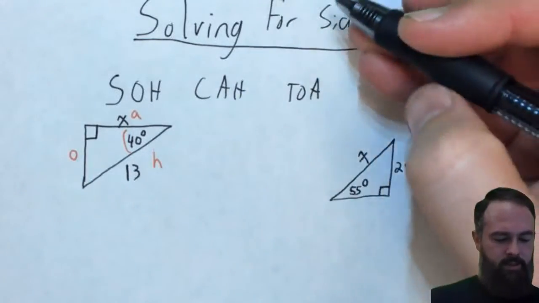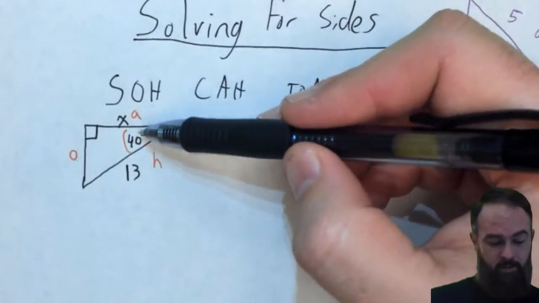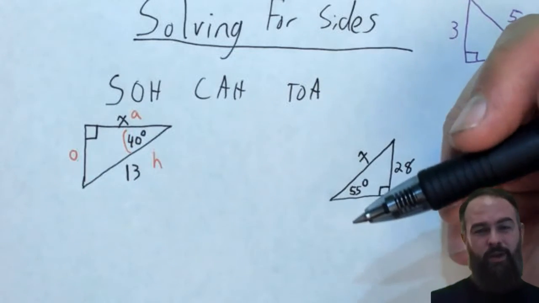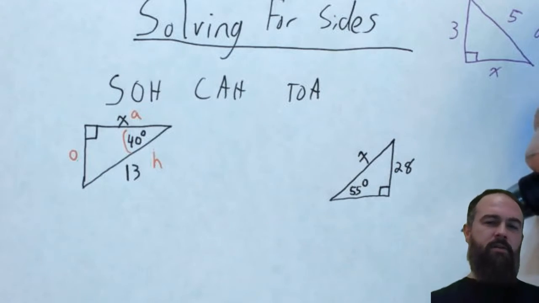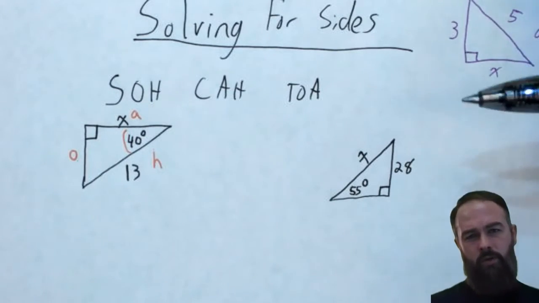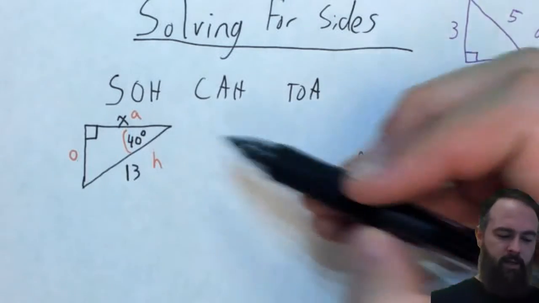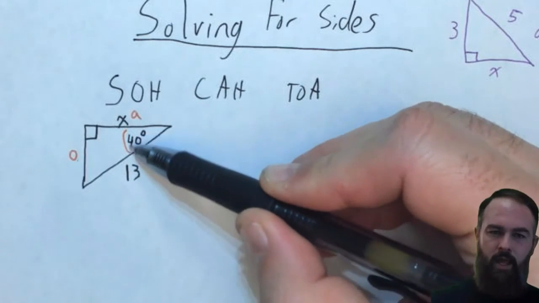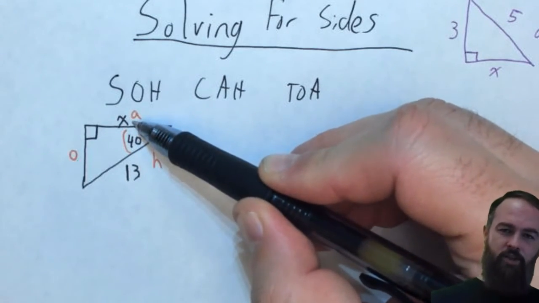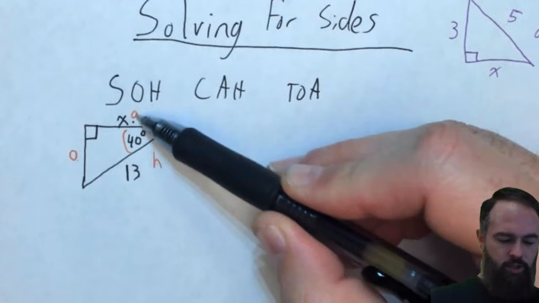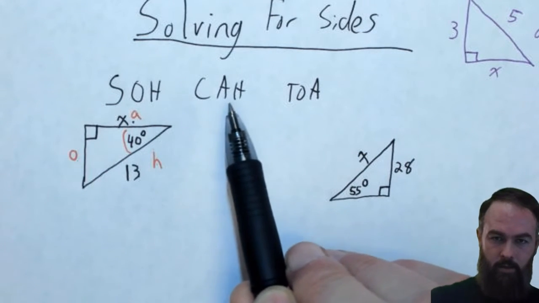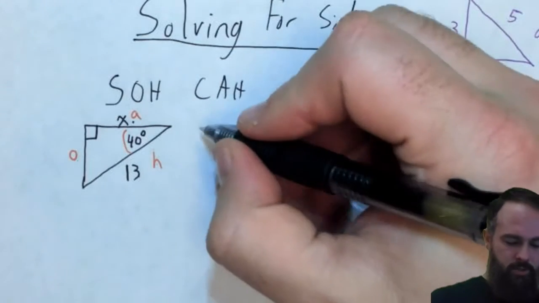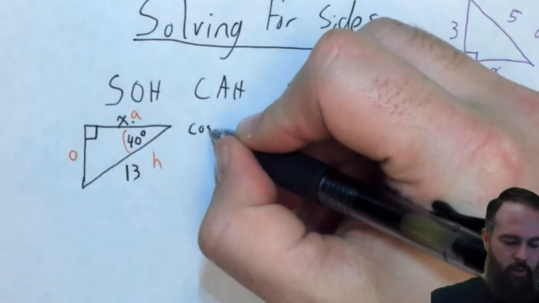Now, the first thing was label your sides. Second, we have to identify which trig function we need, and you do that based on which side you know the length of and which side you're trying to find. Here, I know the hypotenuse, and I'm trying to find the adjacent. Well, H and A. Let's look at SOHCAHTOA. Oh, H and A are found right here. That means I'm going to be using cosine. So I'm going to set up my cosine equation.